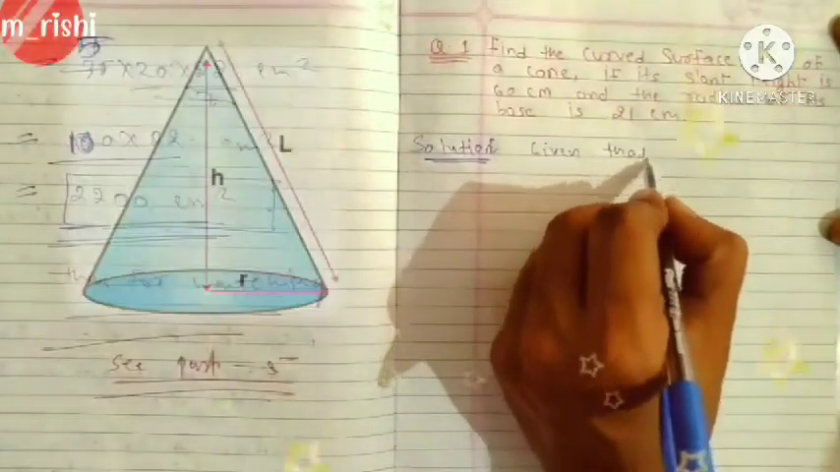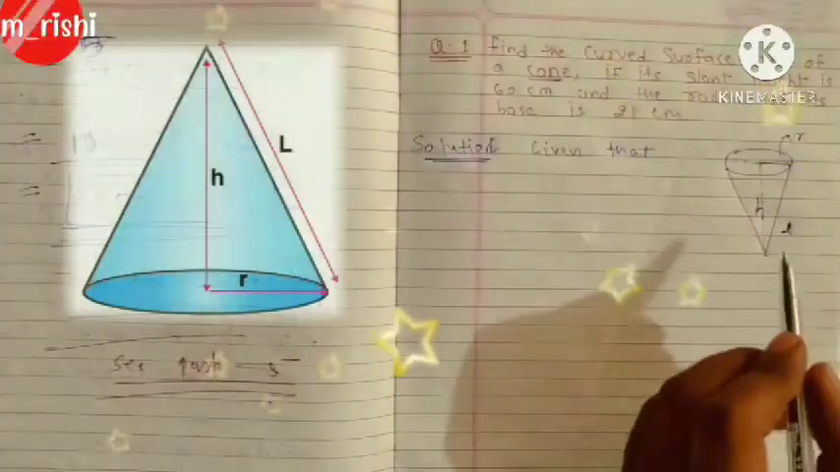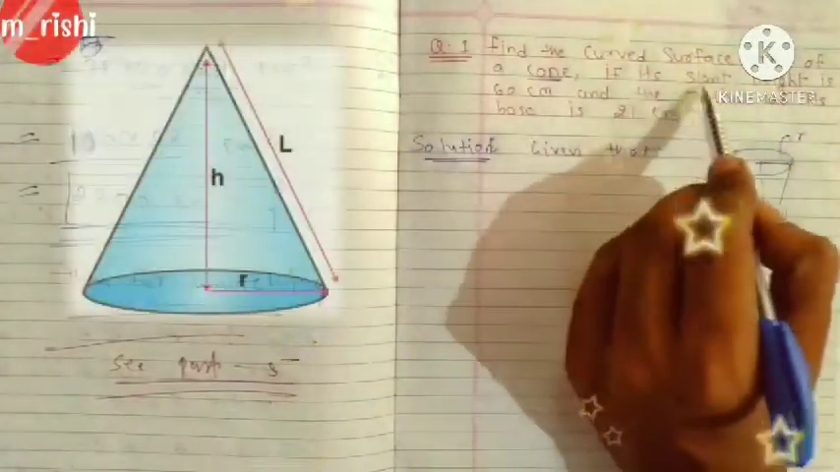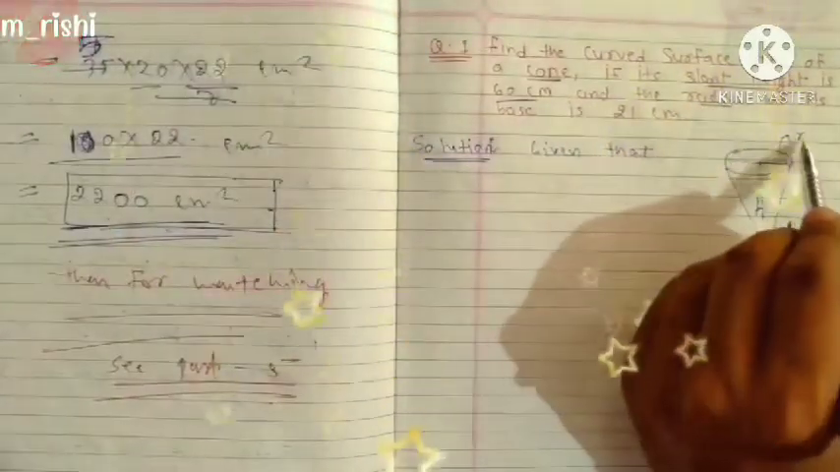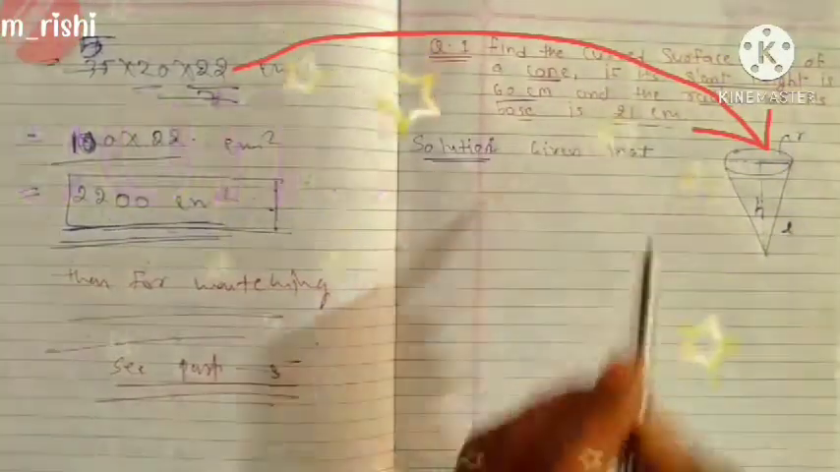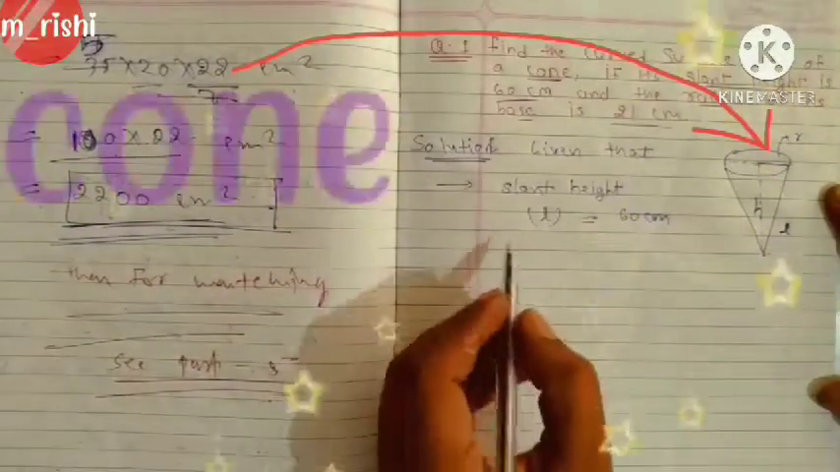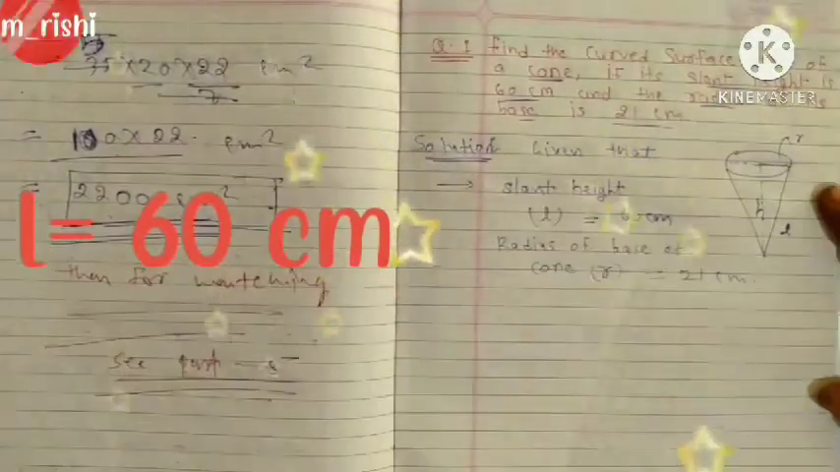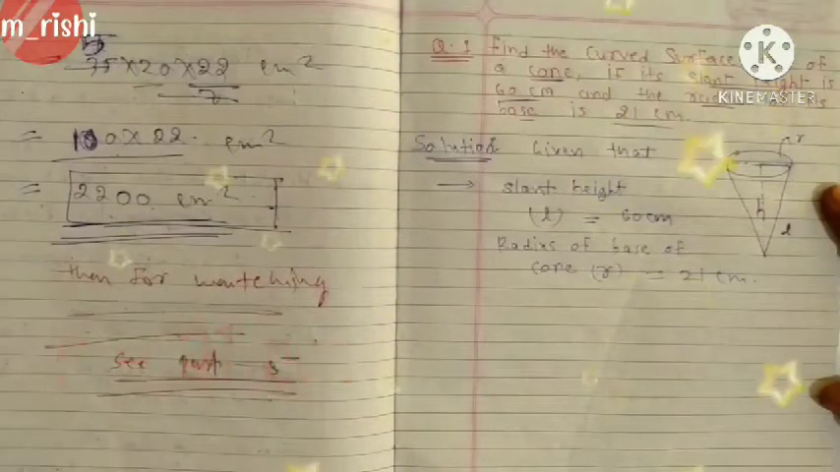Given that, for the cone, its slant height is 60 centimeter and the radius of its base is 21 centimeter. Slant height L equals 60 centimeter. Radius of the base of the cone, small r, equals 21 centimeter.